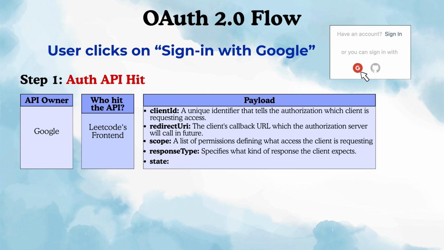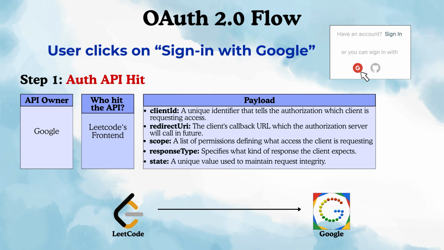Now state is a random value which is used to maintain the request integrity. Meaning that at this point, when the client hits the authorization server's API, they will send a random unique value. When in future Google will hit LeetCode's API, at that point also they will send something in the state, and those values should be equal. This is how both the servers will know that the request is valid and is not coming from some hacker or someplace outside. So it is meant for safety purposes.